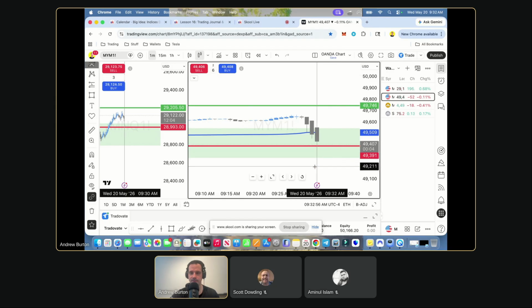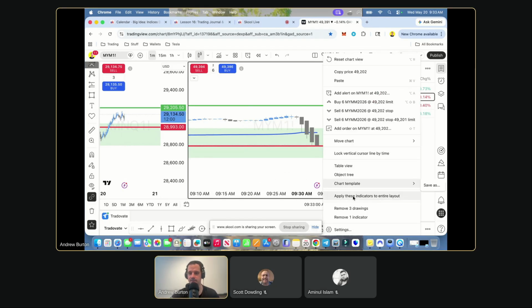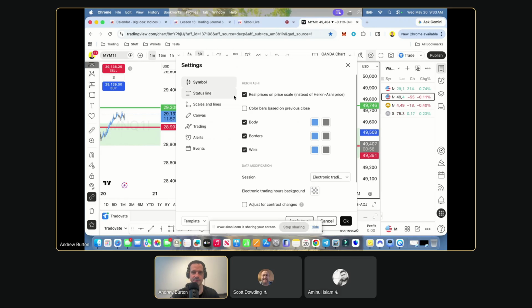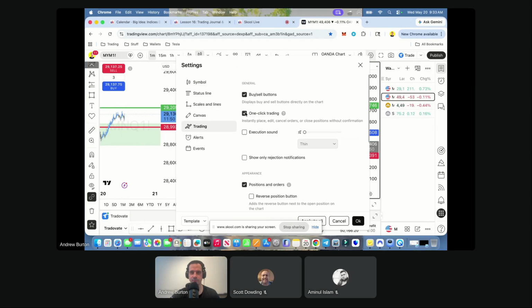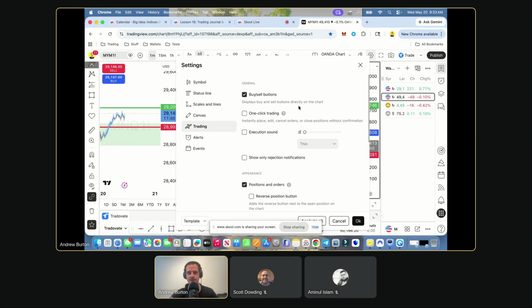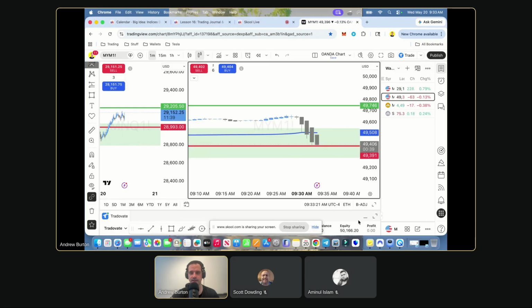Okay, so from lesson number 4, your chart would be like this, and this is why I told you guys to turn off your stuff for just now. Trading, 1 click. So your chart would be like this, right? And maybe even like that. So you just want to turn this stuff on: the buy and sell button, 1 click trading, click OK, and then your chart will look like that.